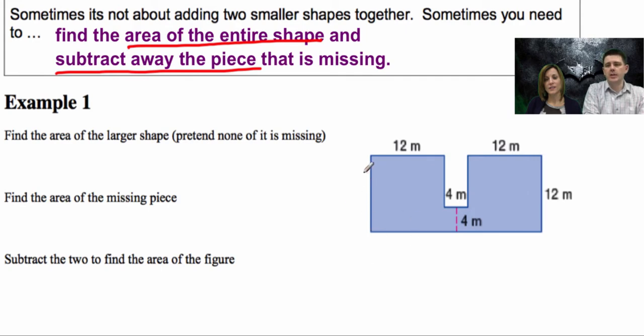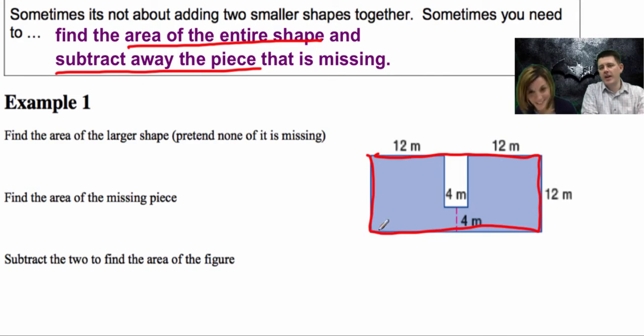So in our first example here, pretend this whole rectangle was here. We're going to find the area of that whole thing, pretending there isn't a hole in it. Then we're going to come back and figure out which part of it is missing, and then figure out how much is left over when I'm done. The missing piece.